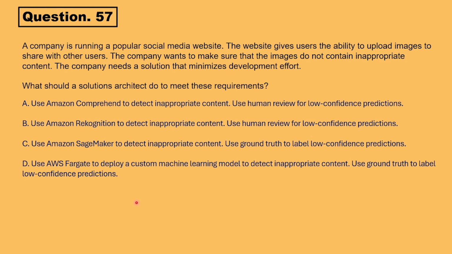Okay, now let me reveal the correct answer. Option B is the correct answer here. Use Amazon Rekognition to detect inappropriate content. Use human review for low confidence predictions. This is because Amazon Rekognition is a fully managed service that provides image and video analysis capabilities. It can be used to detect inappropriate content in images such as nudity, violence, or hate speech. So option B is correct.